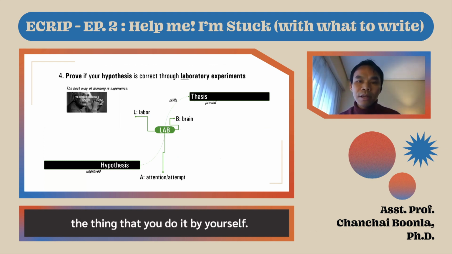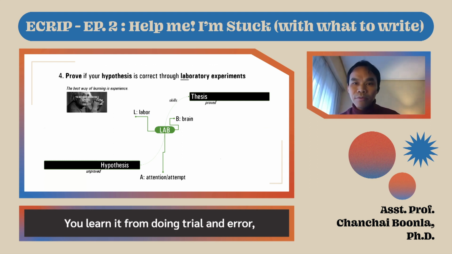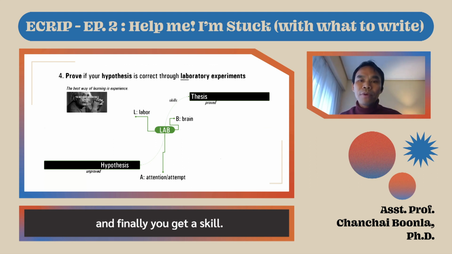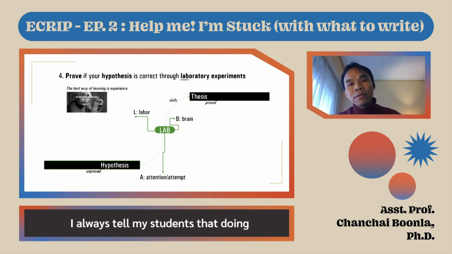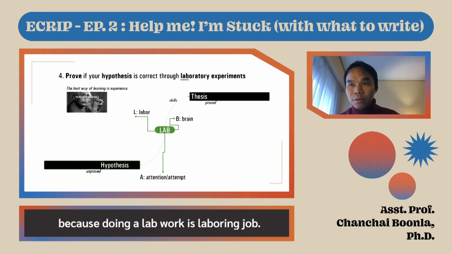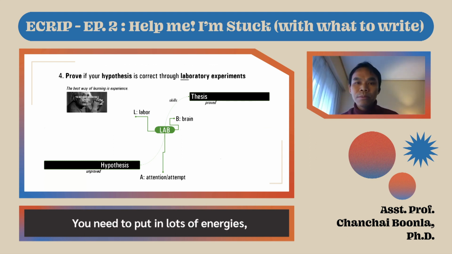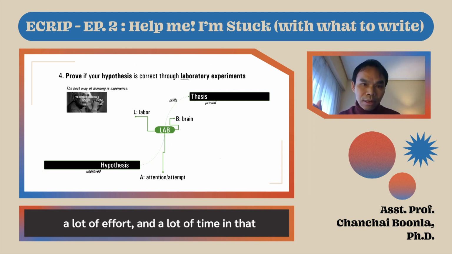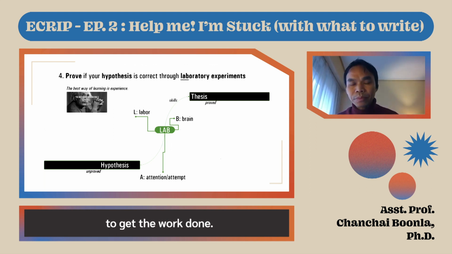Doing a lab is what you do by yourself. You learn from trial and errors, and finally, you get a skill. I always tell my students that doing a lab is not just LAB, because there's a meaning in there. L means labor, because doing lab work is very laborious. You need to put a lot of energy, effort, and time in that to get the work done.